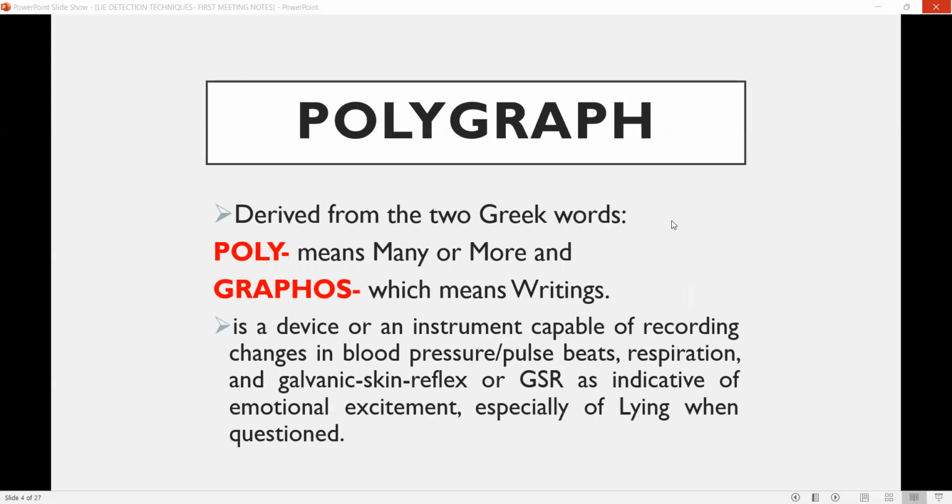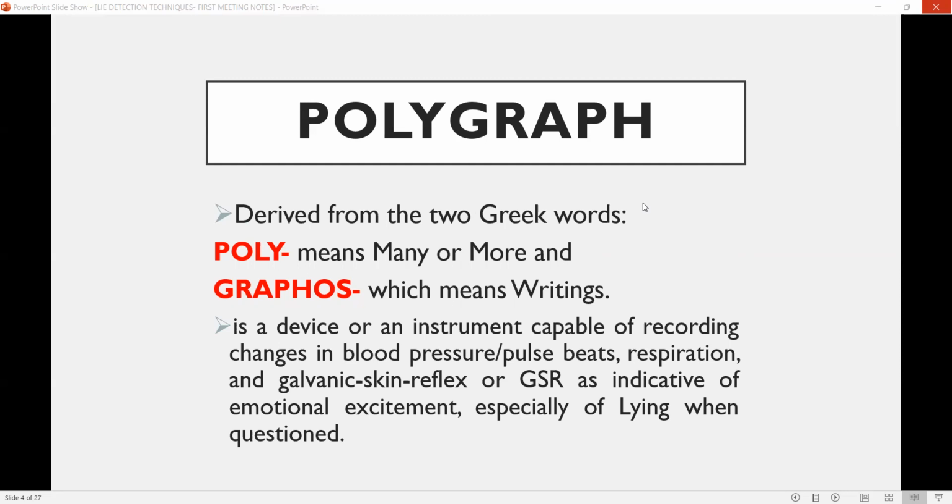Okay, now let's go to polygraph. It is derived from the two Greek words poly meaning many or more, and graphos, which means writings. Okay, and you should know this. There are two types of polygraph machine or instrument. We have the analog or the computerized polygraph machine. Okay, now what are the advantages of a computerized polygraph?